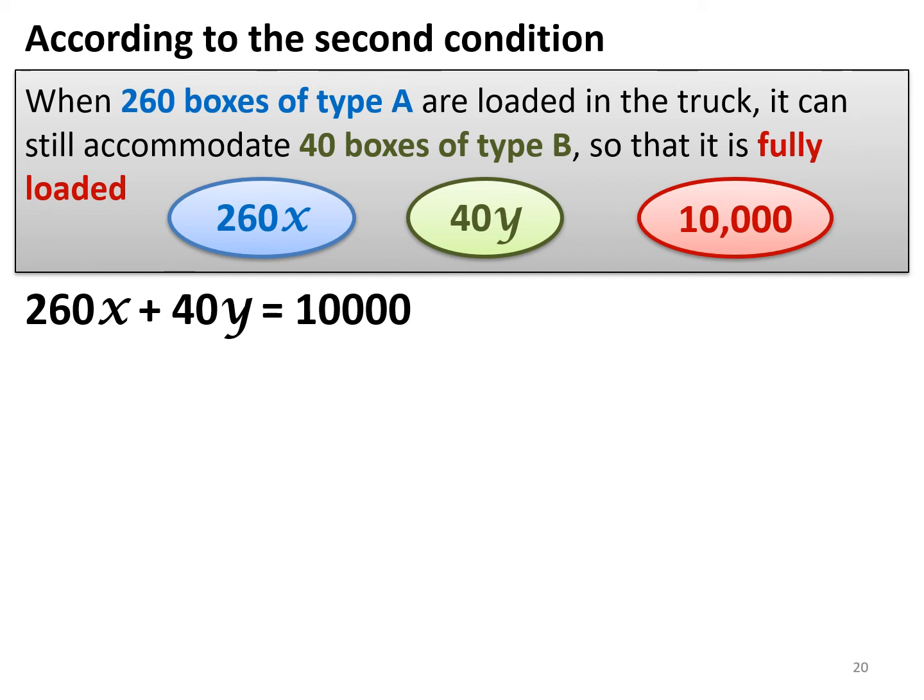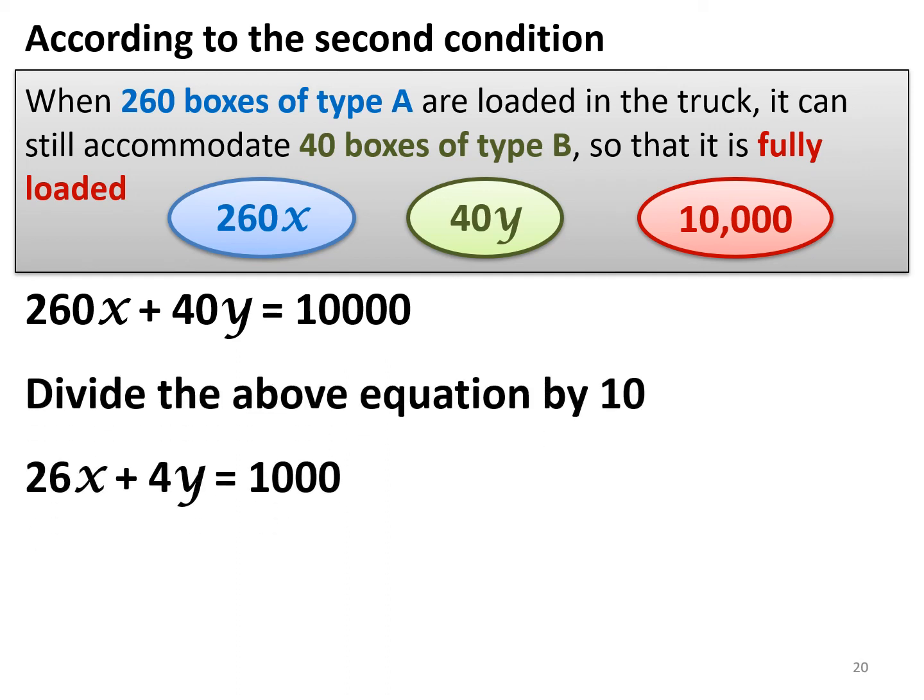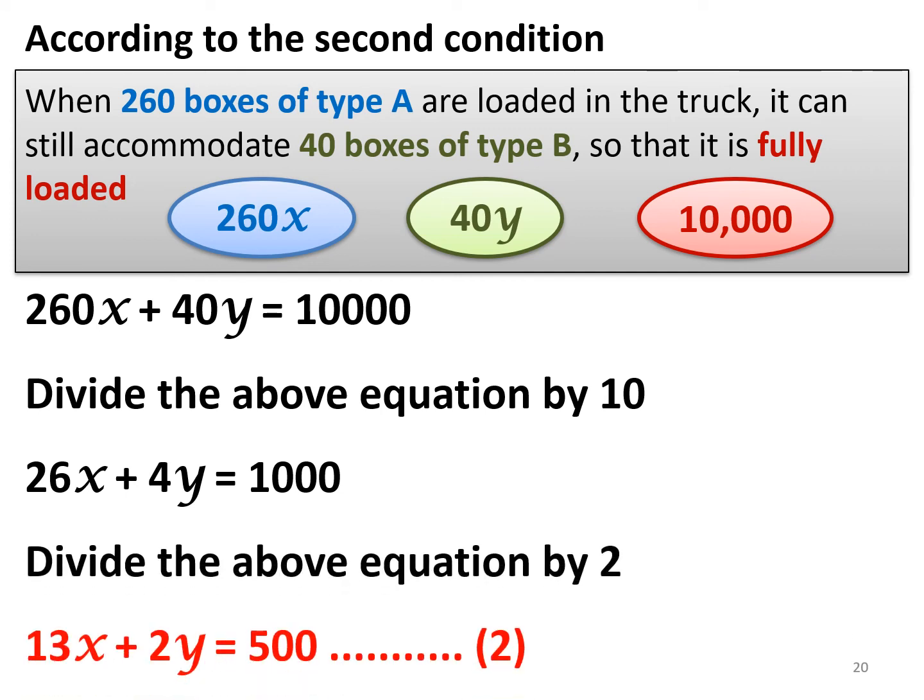Again here I will reduce it. So first I will divide the above equation by 10. On dividing by 10 I get 26x plus 4y is equal to 1000. Still can be reduced. So divide the above equation by 2. I get 13x plus 2y is equal to 500, which is my equation 2.